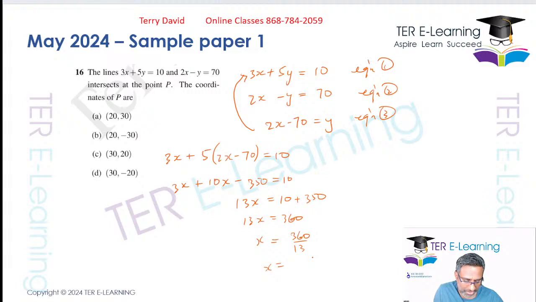Just something's up here. I feel I have one or two typos here. 3x plus 5y equals 10, 2x minus y equals 70.